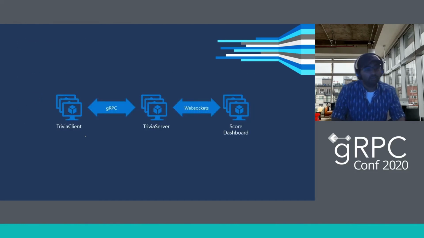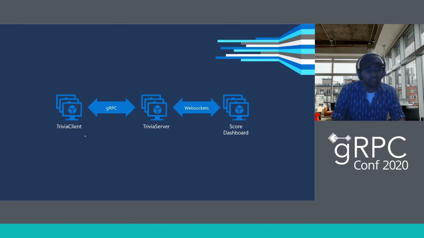So let's jump over to a more concrete example. What I showed you earlier today was a trivia client application that communicates with a server using gRPC. But let's say we wanted to expand the scope of this example, and we also wanted to create a web dashboard that exposes the score service and is updated in real time.